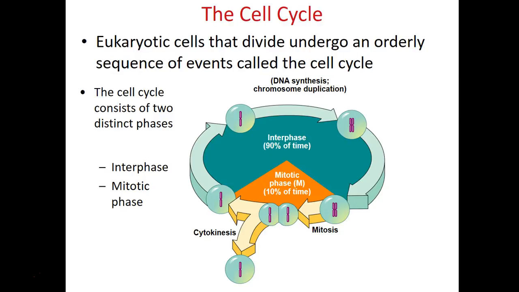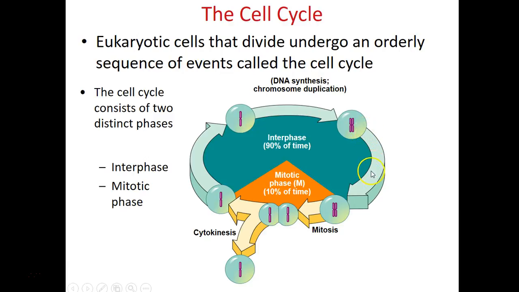Each cell undergoes a sequence of events called the cell cycle. It has two phases. The first phase is called interphase, and the second is called the mitotic phase. During interphase, a cell prepares for DNA synthesis. So it makes all of the new adenine, thymine, cytosine, guanine. It gets prepared for synthesis. It makes the new DNA. So you go from having one copy of the genome to two copies of the genome.